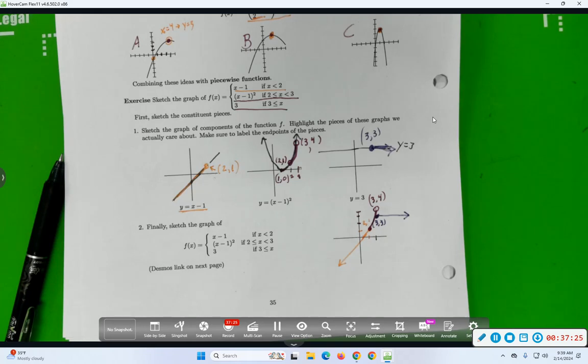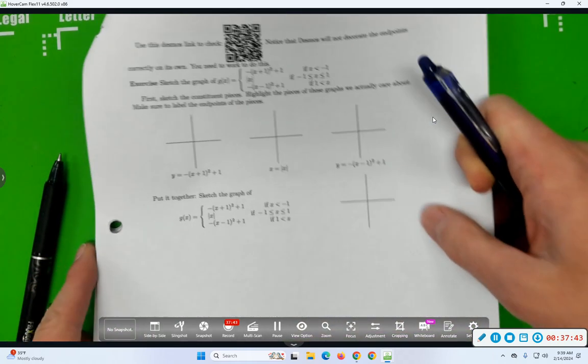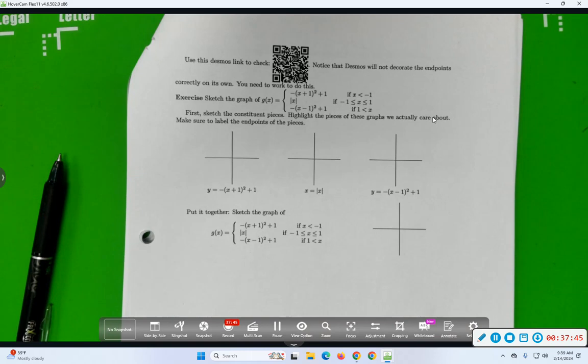Neato. So if you have a piecewise function and you know how to graph each piece, you know how to graph the piecewise function. Graphing some of the pieces might require some of this graphing by transformation stuff. Groovy. Ooh, and there's even a Desmos thing right there if you want it.